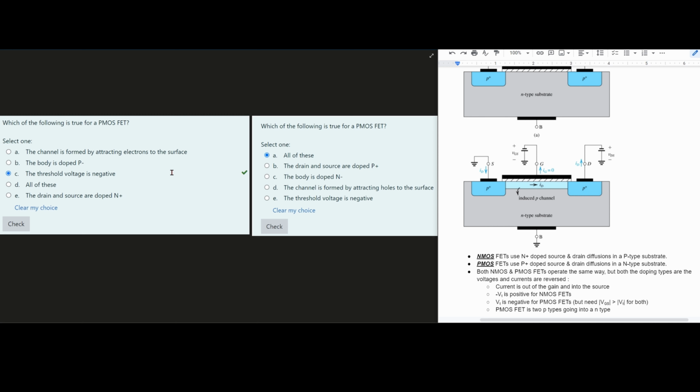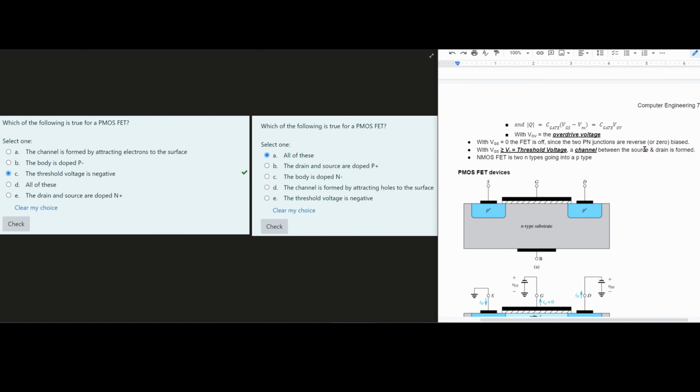We're going to be answering two questions in one video. For both of these, we're asked which of the following is true for a PMOS FET. This is the same question, just with slightly different answers we could choose from, but we're going to solve for both of these. So we're going to be looking at PMOS FETs.